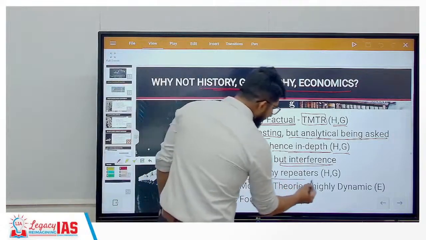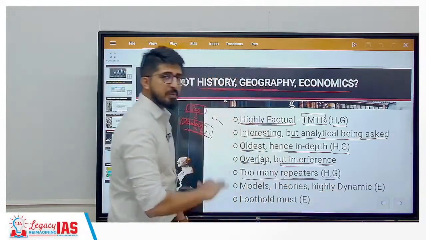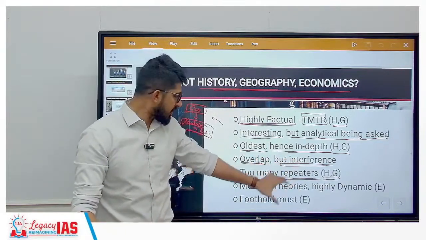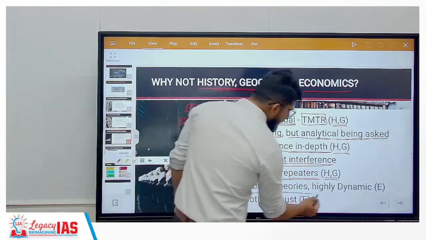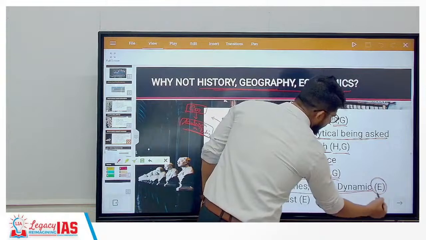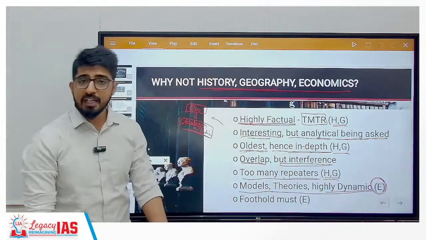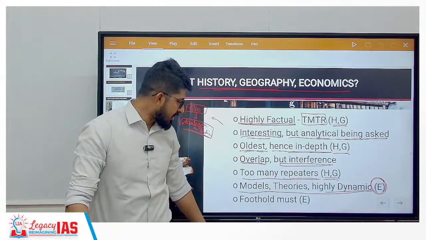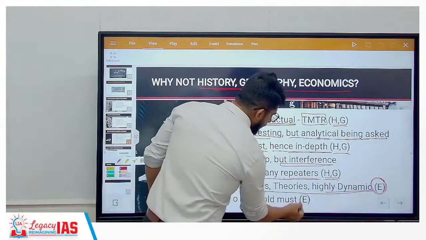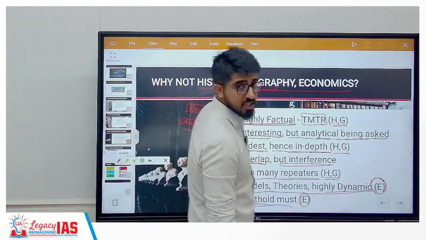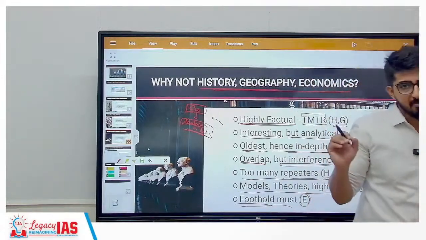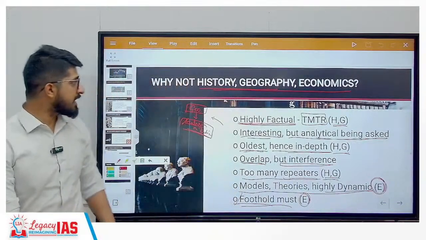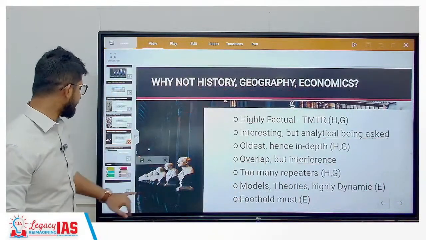And there are too many repeaters choosing history and geography. People have been preparing for the last 4 years, 5 years, and those people have history and geography as an option. Economics as an optional is highly dynamic. There are a lot of models and theories, and it is a very dynamic subject. And if you want to choose economics as an optional, a foothold is a must, as in graduation background and interest in that particular subject is a must, right? So this is what we can say about history, geography, and economics.